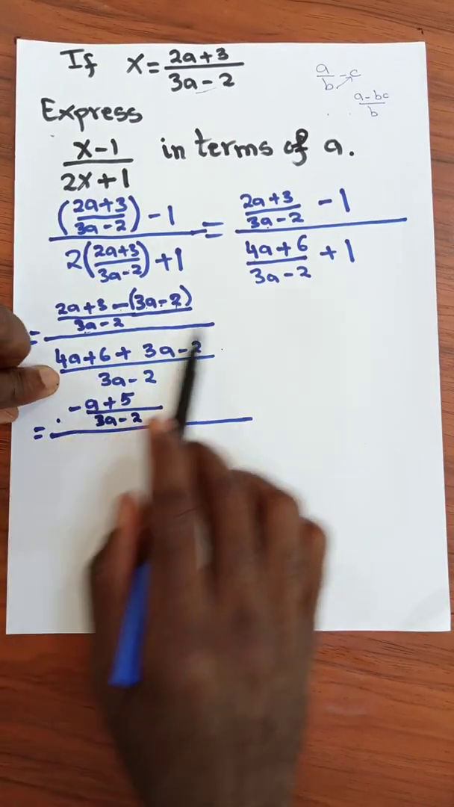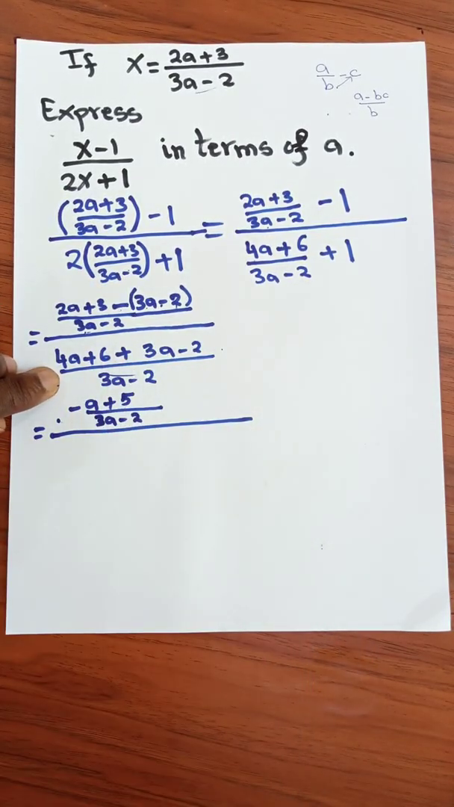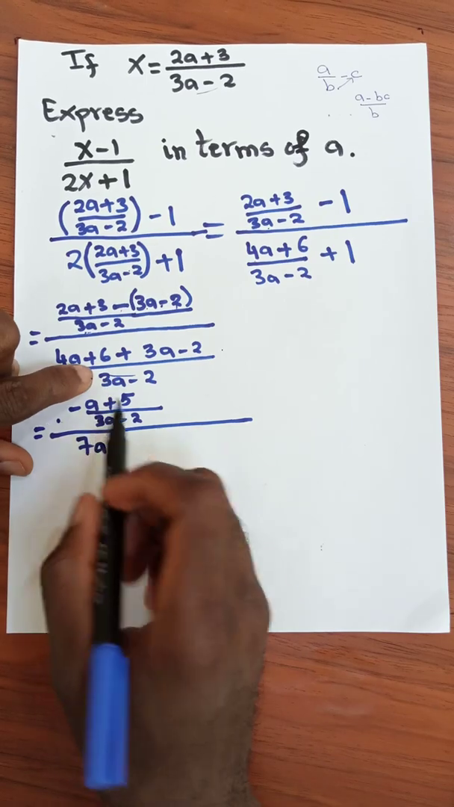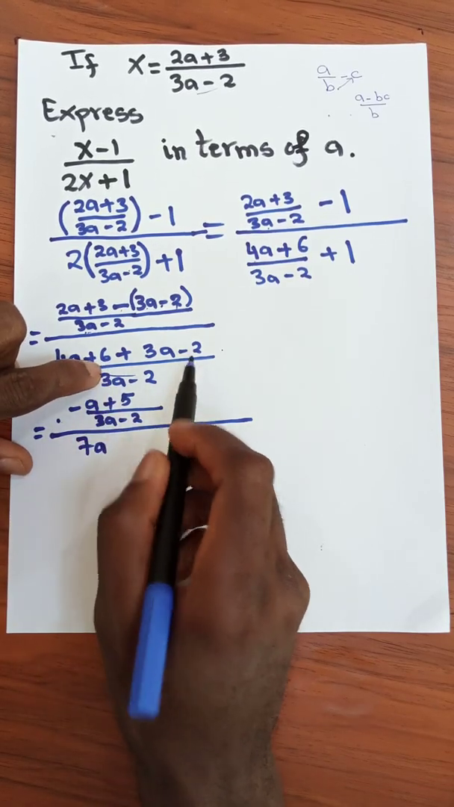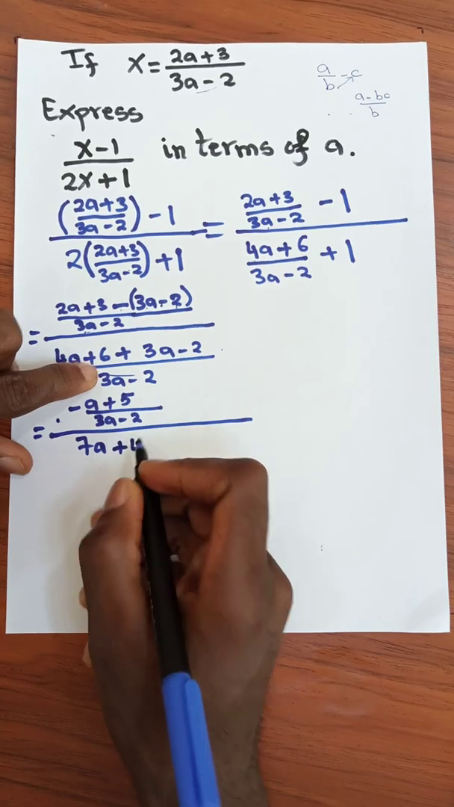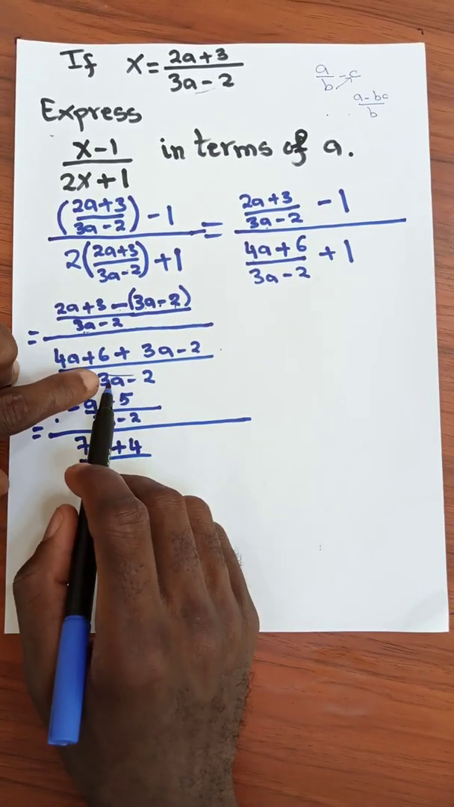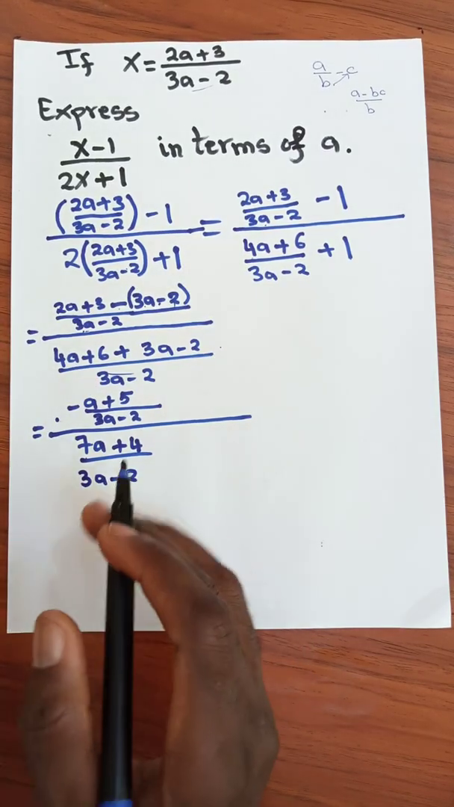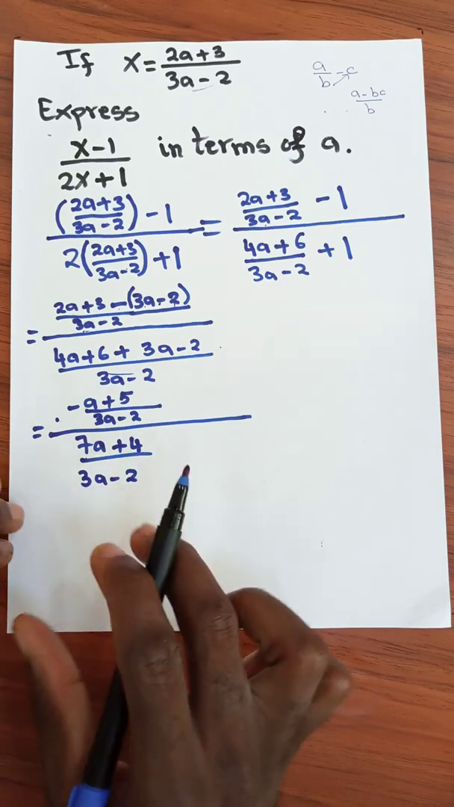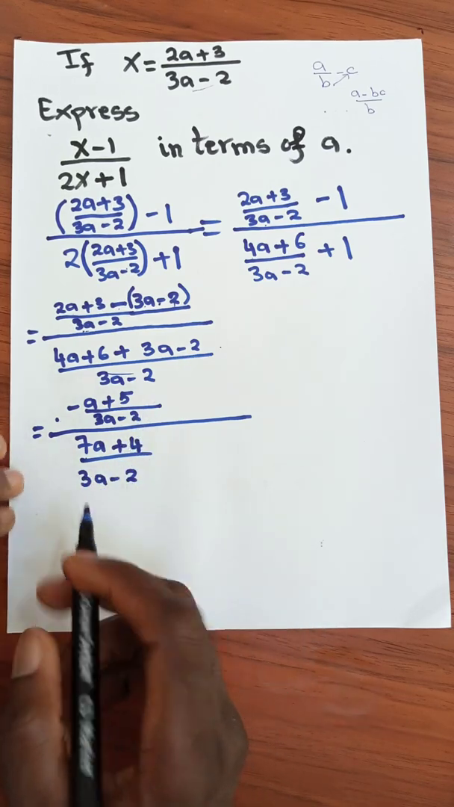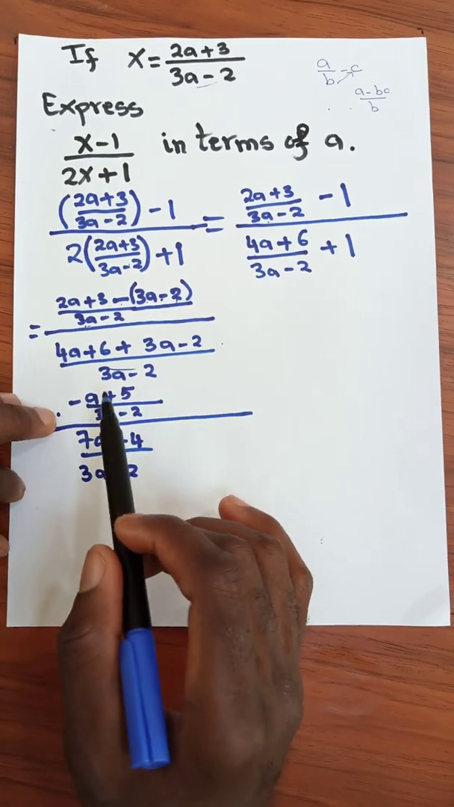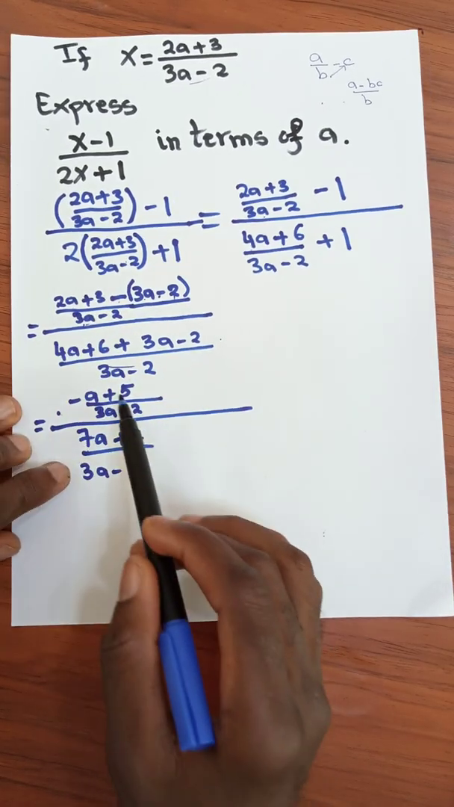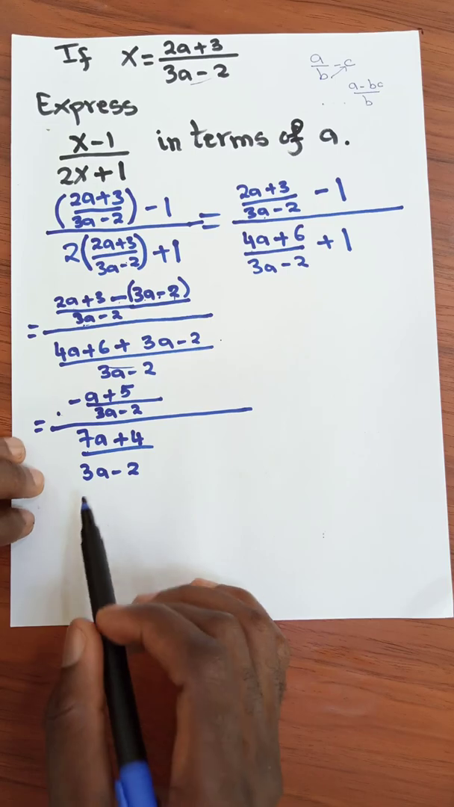So now we want to work with this one too. Let's do the algebra here. So we have 4a plus 3a is 7a, and then 6 minus 2 is plus 4 over this particular one here, 3a minus 2. Sorry, it looks plenty, but just try to be focused. And so we've been able to express this long, big equation, trying to simplify it. And so we'll now go further by simplifying this.